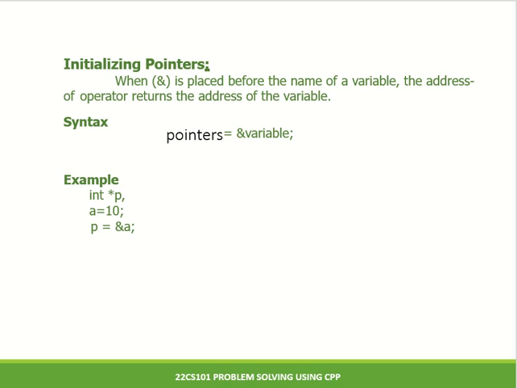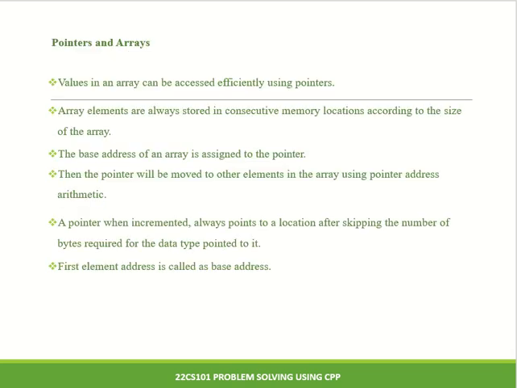The next one is about initializing pointers. Here the ampersand operator is used to point to or initialize the variable. If I give p equal to ampersand a, it means the address of a is pointed to by the p value. Then the pointers and arrays.